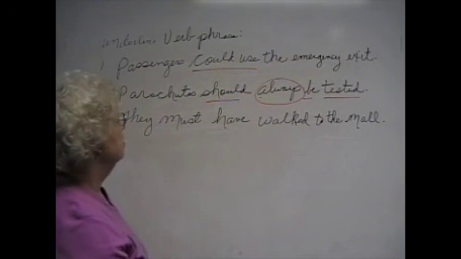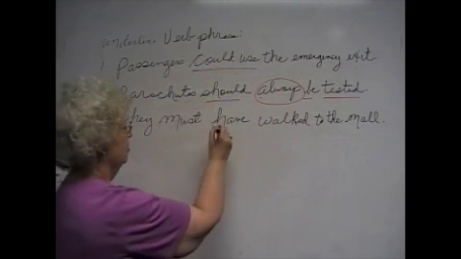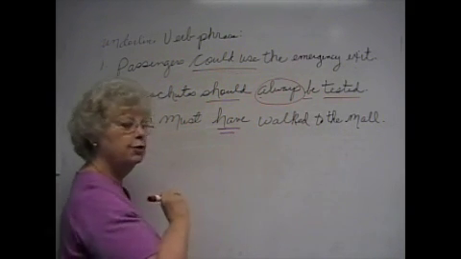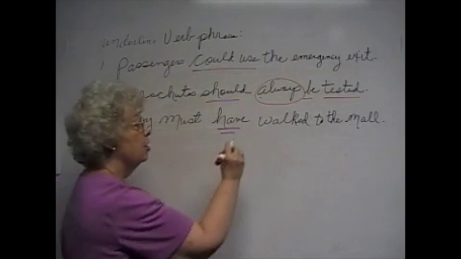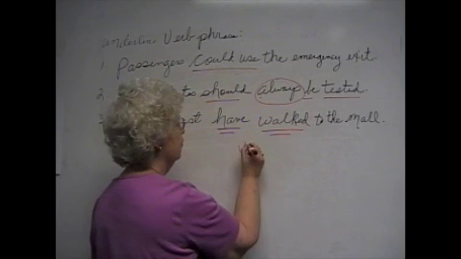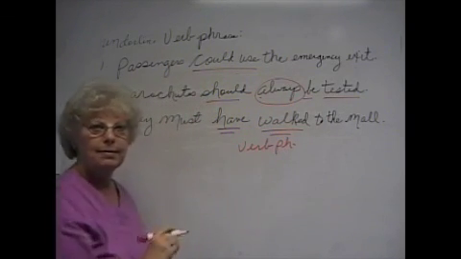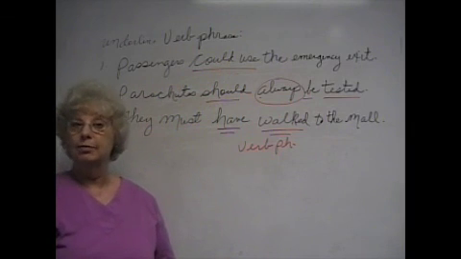Next thing, they must have walked to the mall. Notice have is one of your be verbs or helping verbs. Walked is your action. Together, they form that verb phrase. Now, you do some verb phrases.